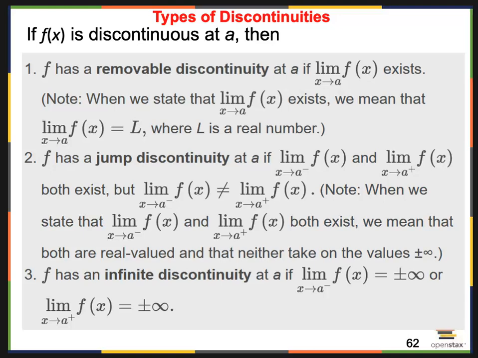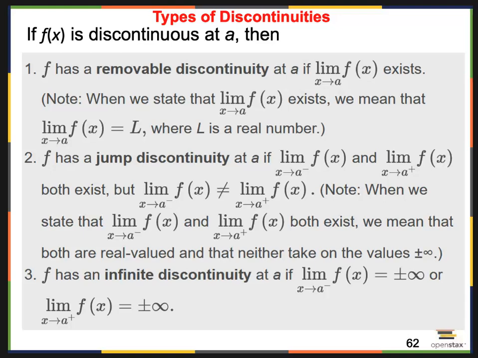Okay. You can have a jump discontinuity. Now that's where our limits would not equal each other, so the limit would not exist here. And the note states that the limit of f of x as x approaches a from the left, and the limit of f of x as x approaches a from the right both exist. We mean that both are real valued numbers, so they have to be real numbers. And neither can take on the values of positive or negative infinity.